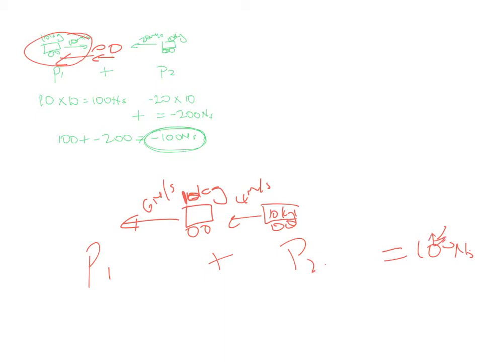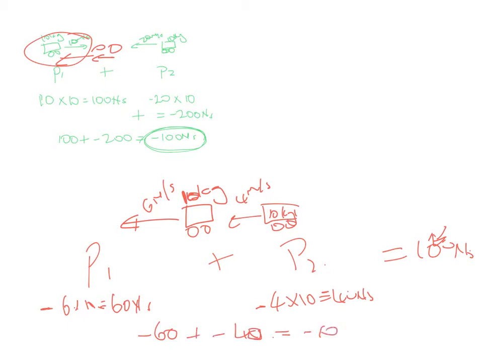Okay, let's see if it's true. So, momentum of the first one will be 6 times 10, which equals 60. The other one's going to be 4 times 10, which equals 40. So, total momentum added together, being aware that these are negatives now, the speeds, and also momentums, is going to be negative 60 plus negative 40, which equals negative 100 Newton seconds. So yes, momentum is conserved in this case.